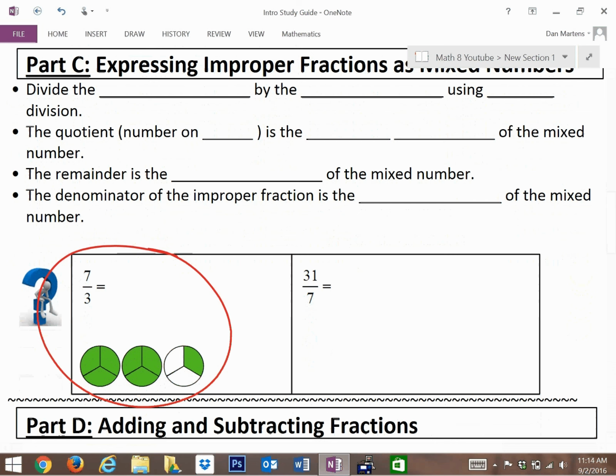So 7/3, what I've done here is I've broken up these pies all into 3 parts, because the denominator always represents what we divide them into. Okay, so I divided a whole bunch of pies into 3 parts, and I shaded in a total of 7 parts. So here's 1, 2, 3, 4, 5, 6, 7. Okay, so that's 7/3. Now I want to represent this as a mixed number.